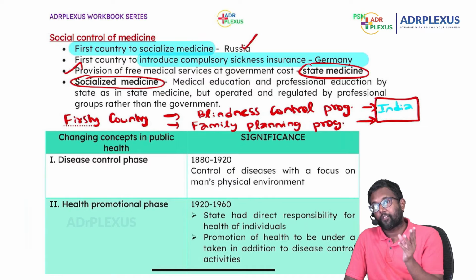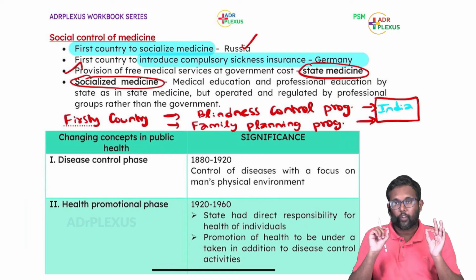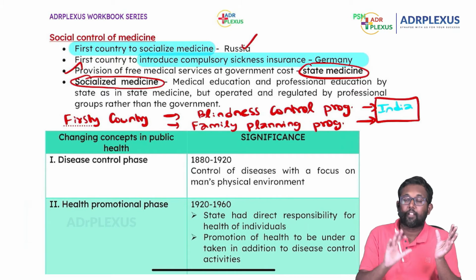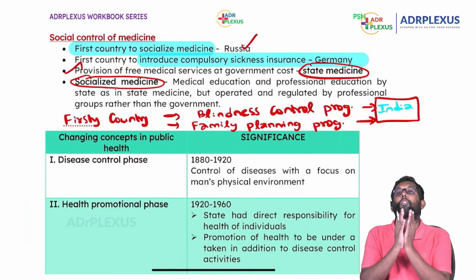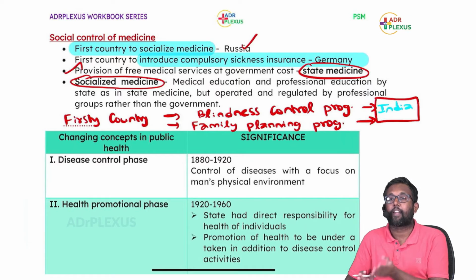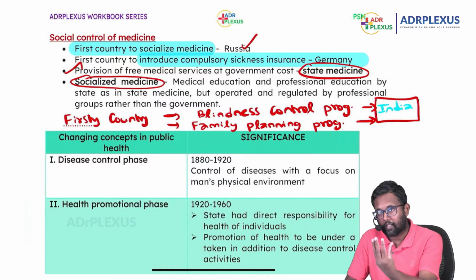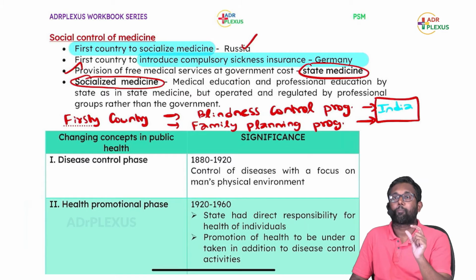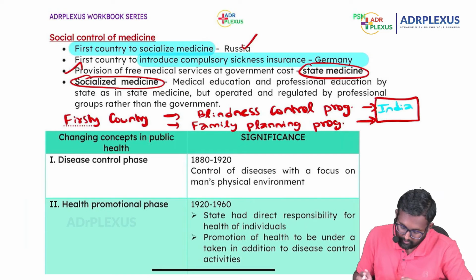In a similar way, socialized medicine is where we can provide medical education and everything, but instead of the government directly giving, the government will appoint someone, that is called NMC. Now, who is controlling medical education in India? NMC. So there is some professional body like the National Medical Commission or Indian Medical Association. They are regulating the profession rather than the government directly. This is called socialized medicine.